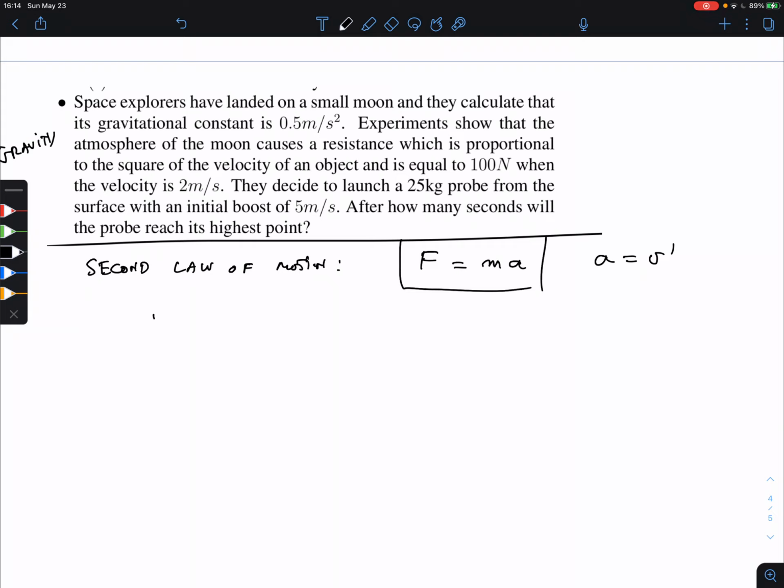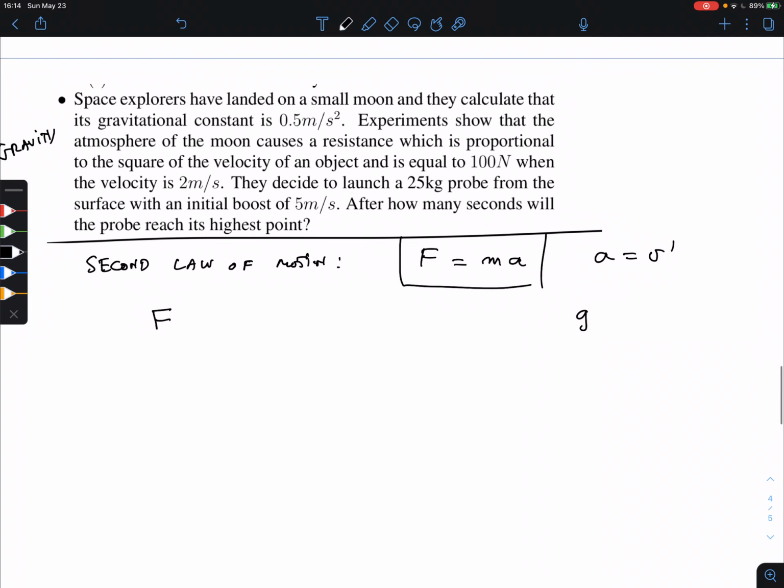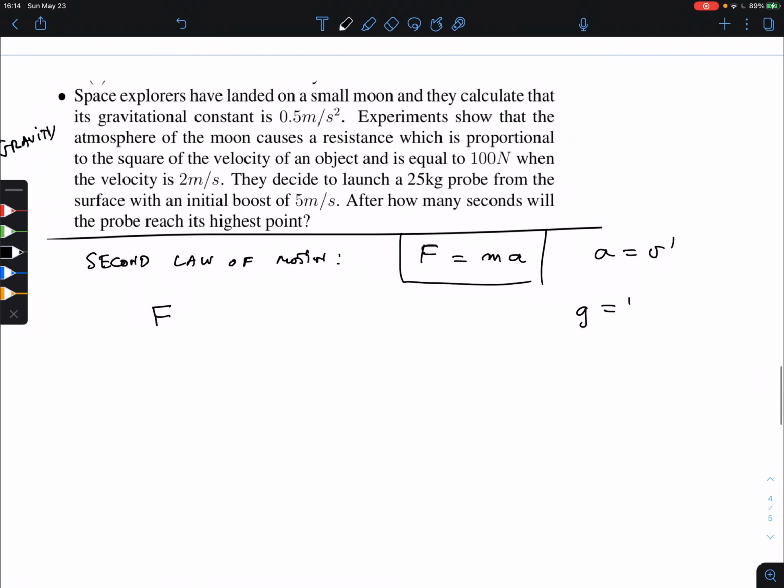And so what is the force here? So let's read the question. Space explorers have landed on a small moon, and they calculate that its gravitational constant is 0.5 meters per second squared. So let's write that up. That's the g, of course, right? A half. It's easy to work with a fraction and with the decimal. Experiments showed that the atmosphere of the moon causes a resistance which is proportional to the square of the velocity of an object. So the force F here consists of two things.